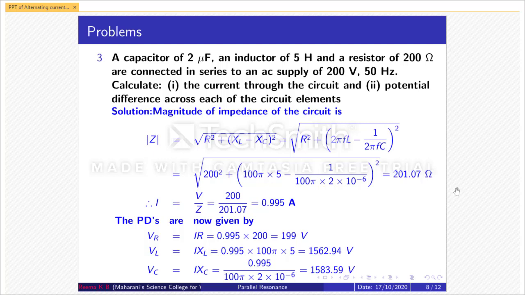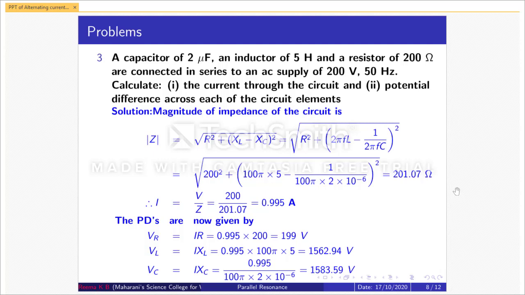Solution. Magnitude of impedance of the circuit is Z = square root of R square plus (XL minus XC) square, which is equal to square root of R square plus (2 pi F L minus 1 by 2 pi F C) whole square. Substituting for F, L, C and R in the expression for Z, we get Z = 201.07 ohm. We know that I = V by Z. So we get I = 0.995 amps.